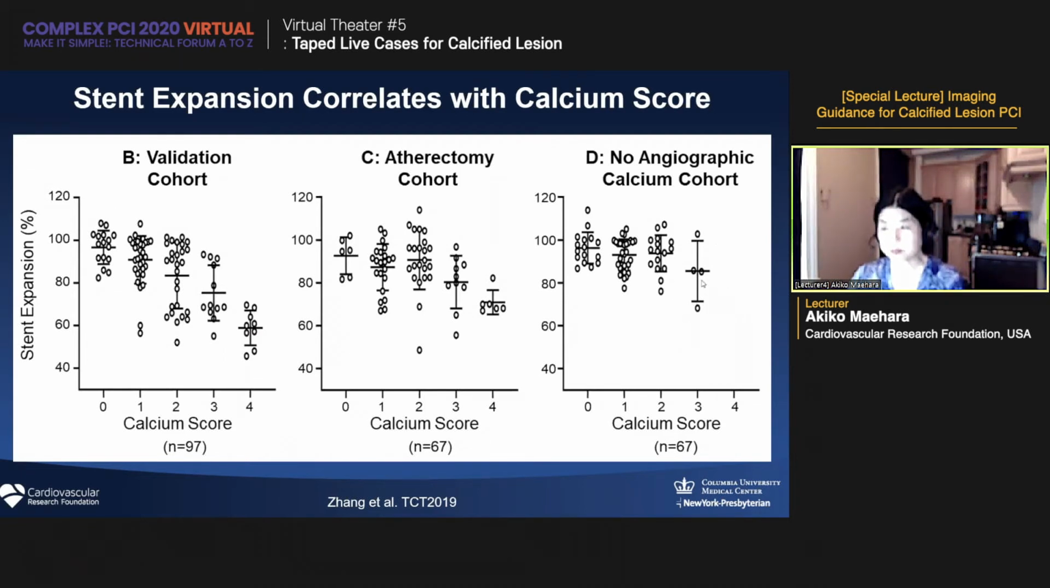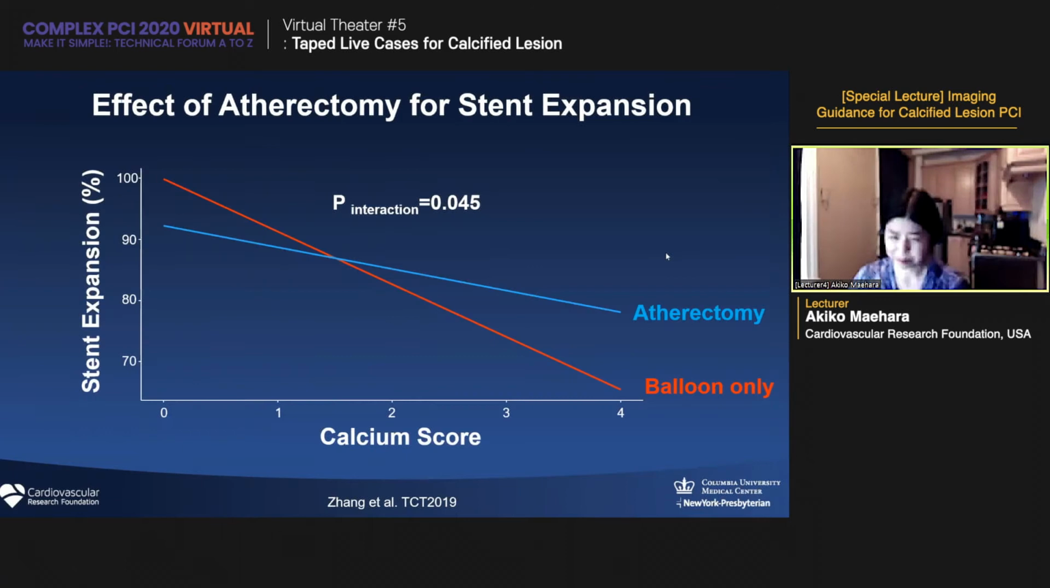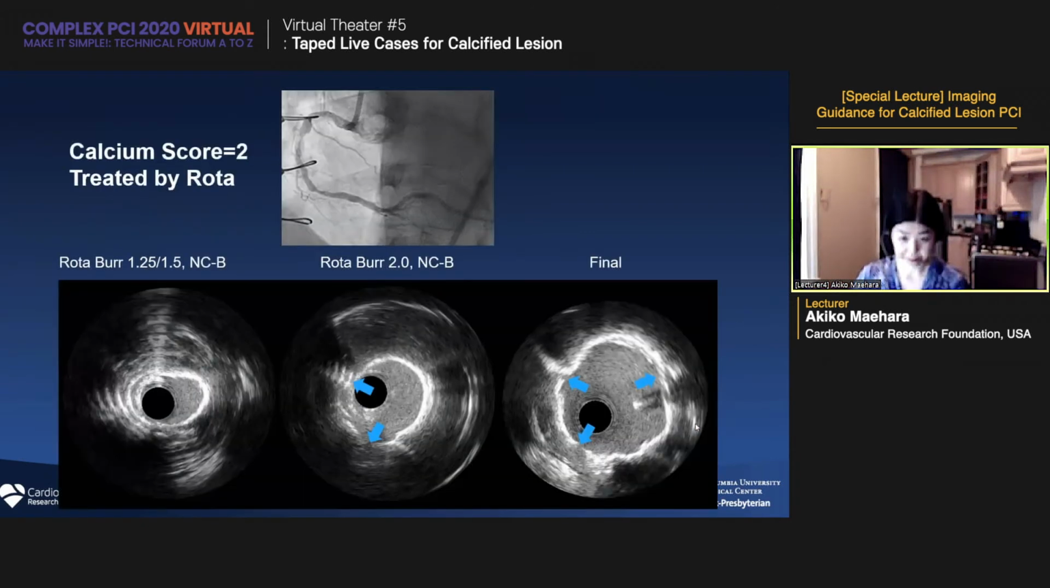And even with calcium score 3, there is good expansion, indicating those are thin calcium, which IVUS cannot tell, but that's the process based on the angiographic appearance. And there is a very clear interaction in the treatment effect in relation to the score. Even with a high score, more than 2, if you do atherectomy or lithotripsy, you have better stent expansion compared to balloon or stent only.